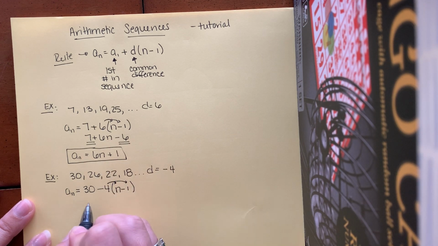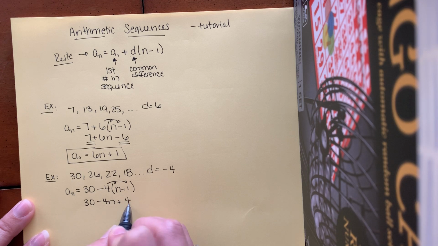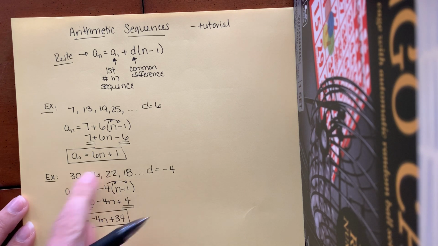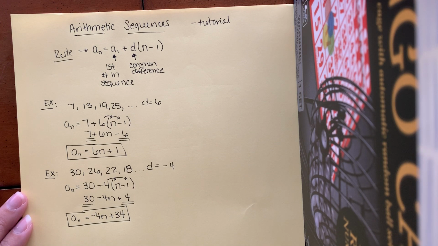So I'm going to distribute. You keep your 30. Negative 4 times n is negative 4n. Negative 4 times negative 1 is a positive 4. Again, combine your like terms. Put your variable term first. 30 plus 4 is 34. Don't forget your equal sign with your a sub n. And there is your equation for this particular sequence. And now I can use this equation to determine any number in that sequence. I can always go all the way up to like 1,000 if I wanted to. So that is using the arithmetic sequence rule to write an equation.